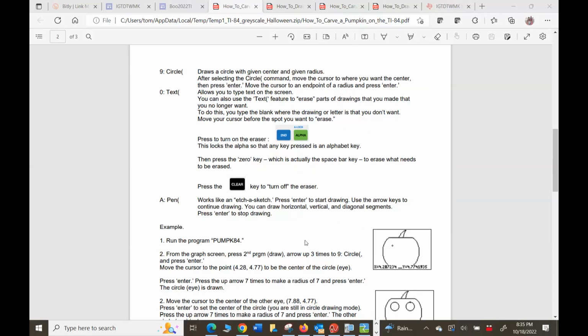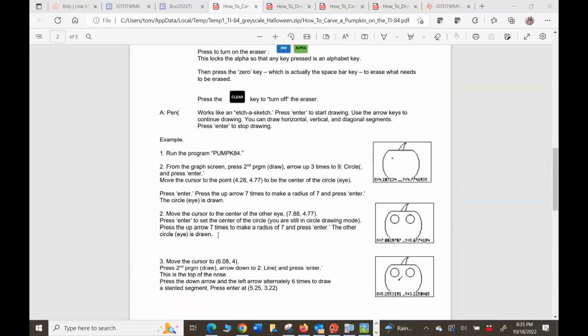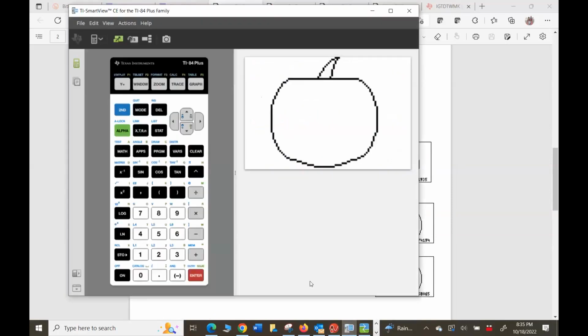Okay, so I'm going to go ahead and run the program Pump 84, or maybe I already did. Okay, and so what I'd like to do is put maybe circles for eyes, a triangle for a nose, and something there. Okay, so I'm on the graph screen.